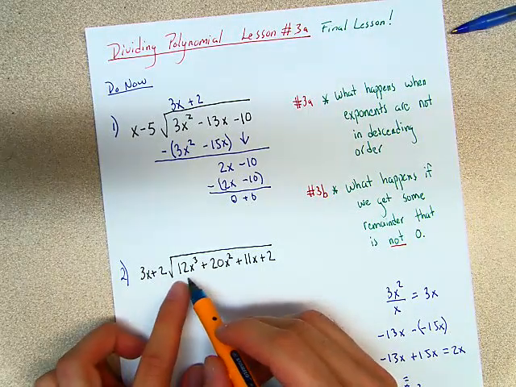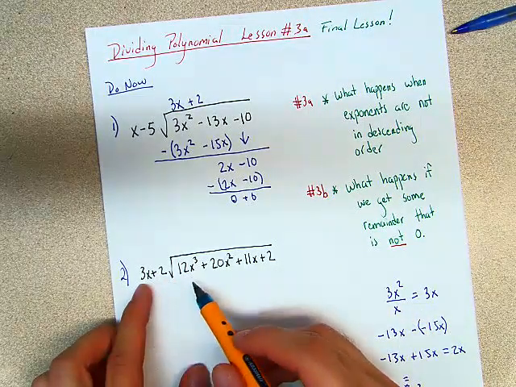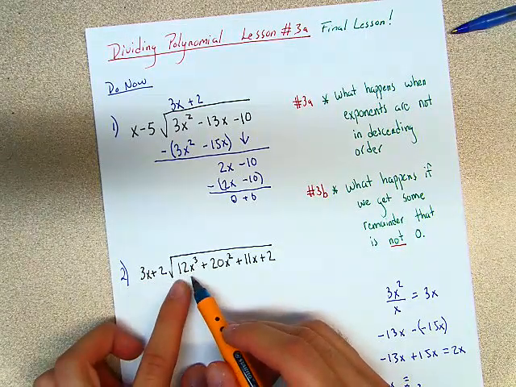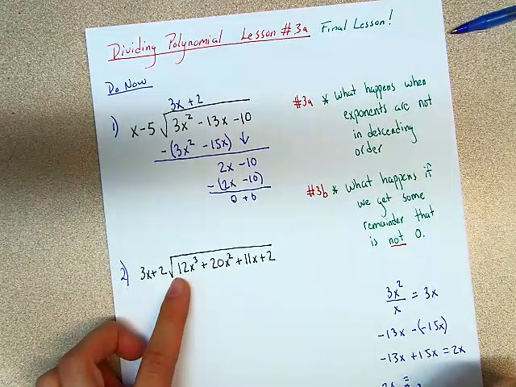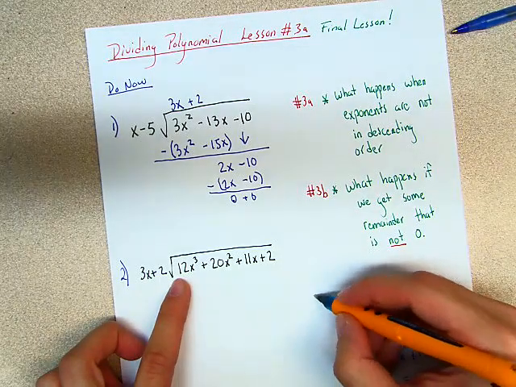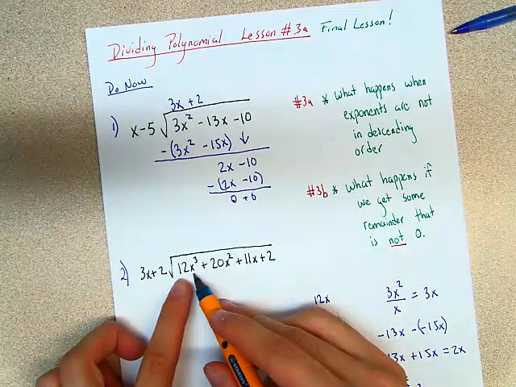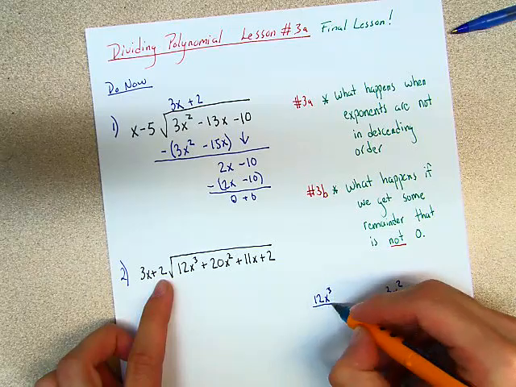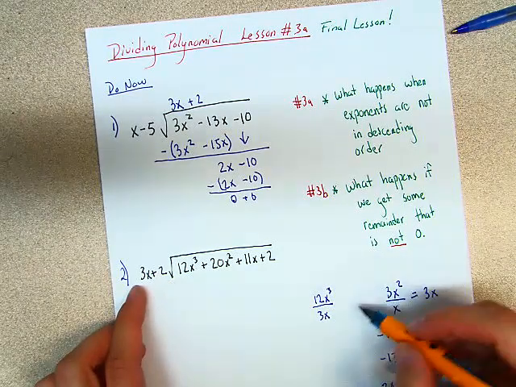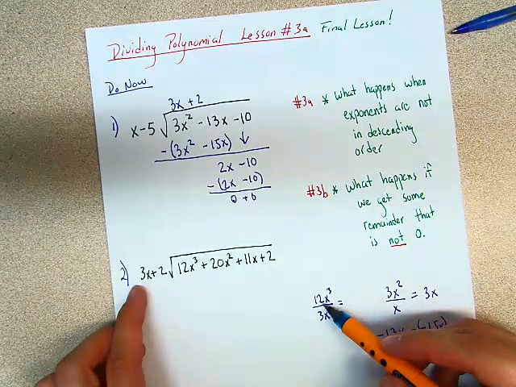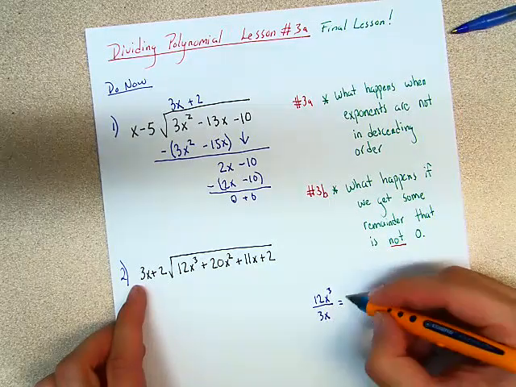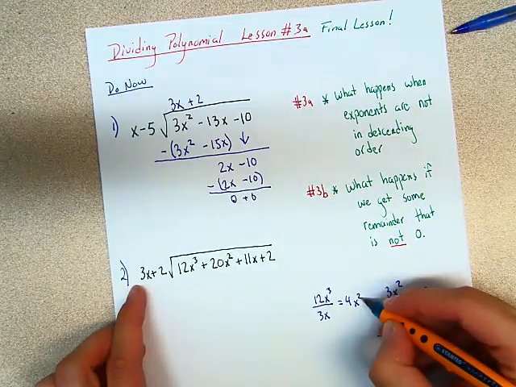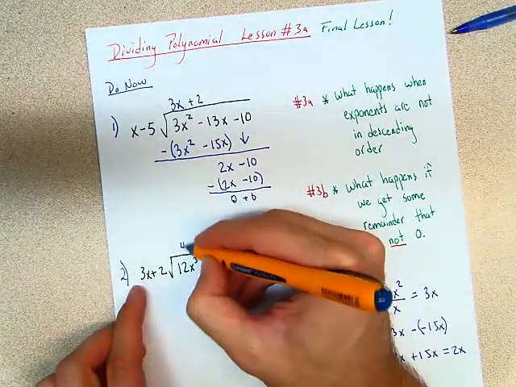If you have this polynomial divided by this polynomial, what is the first thing you ask yourself? How many times does 3x go into 12x cubed? If you ever get confused on how to do this, remember it's always this divided by this. So it's 12x cubed divided by 3x. Let's do this slowly. 12 divided by 3 is 4, and x cubed divided by x is x squared. So this is 4x squared.